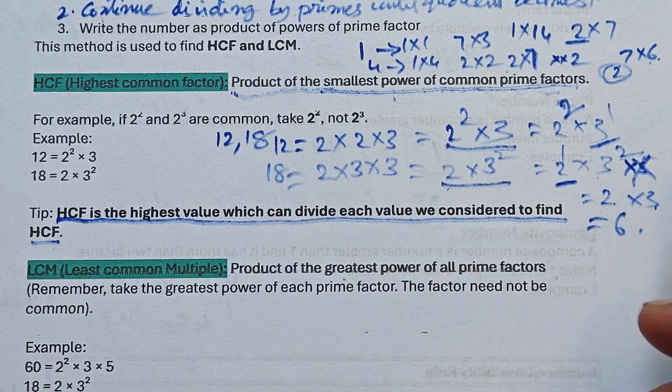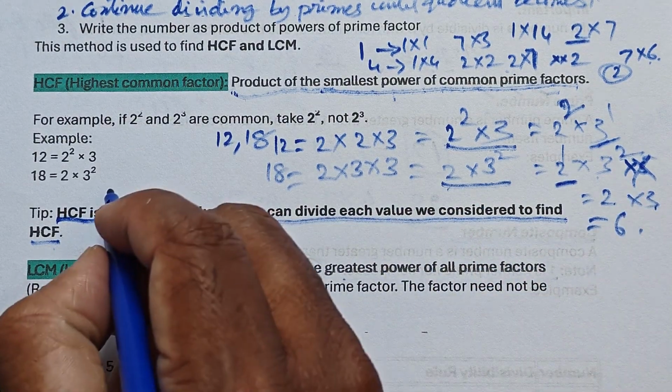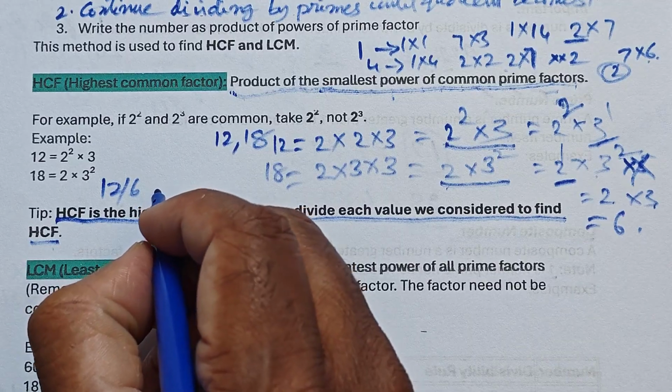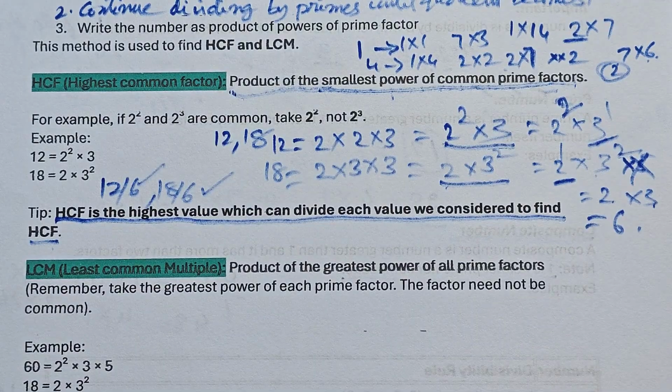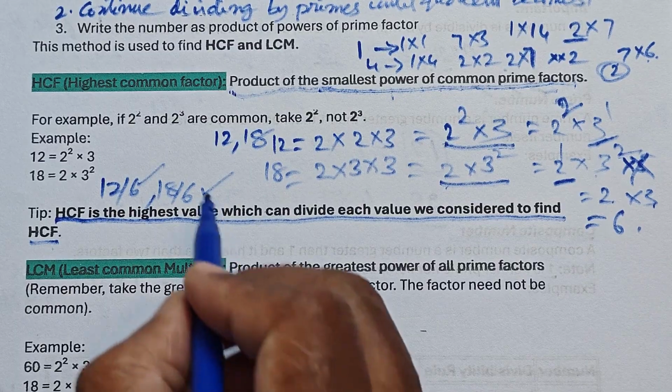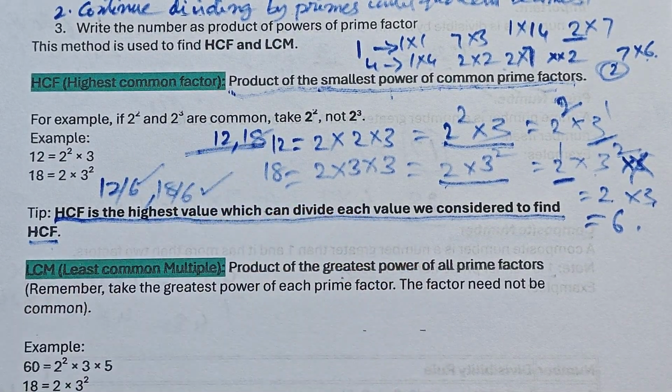And that highest common factor value can divide each value. That means, can 6 divide 12 and 18? 12 by 6 is possible? Yes. And 18 by 6 is possible? Yes. So highest common factor is a value which can divide all the given values for which we found the HCF.